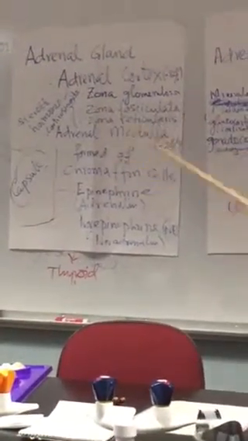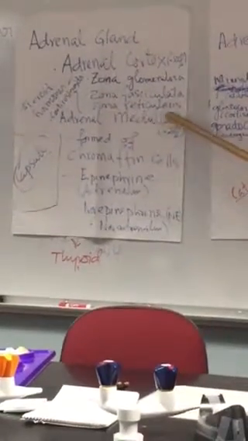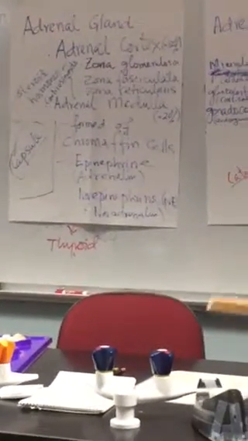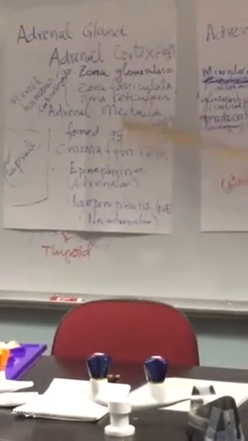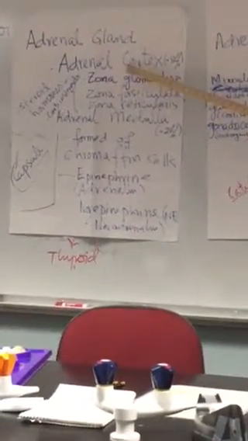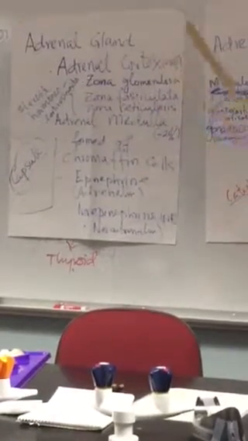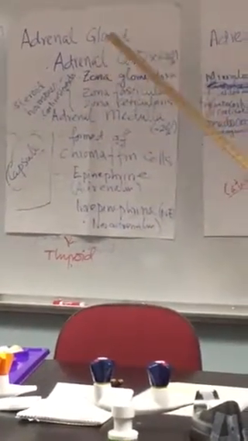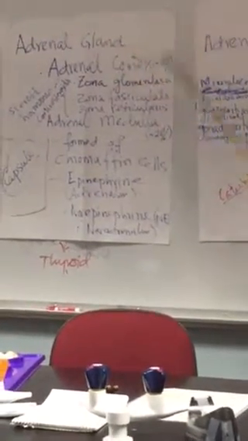Zona fasciculata, fascicles, cords of cells, very compact. And zona reticularis looks like a network zone. After zona reticularis will be the medulla, adrenal medulla. The adrenal cortex secretes different steroid hormones, and those steroid hormones are collectively called corticosteroids. Look at the name, corticosteroids, meaning steroid hormones from the adrenal cortex.